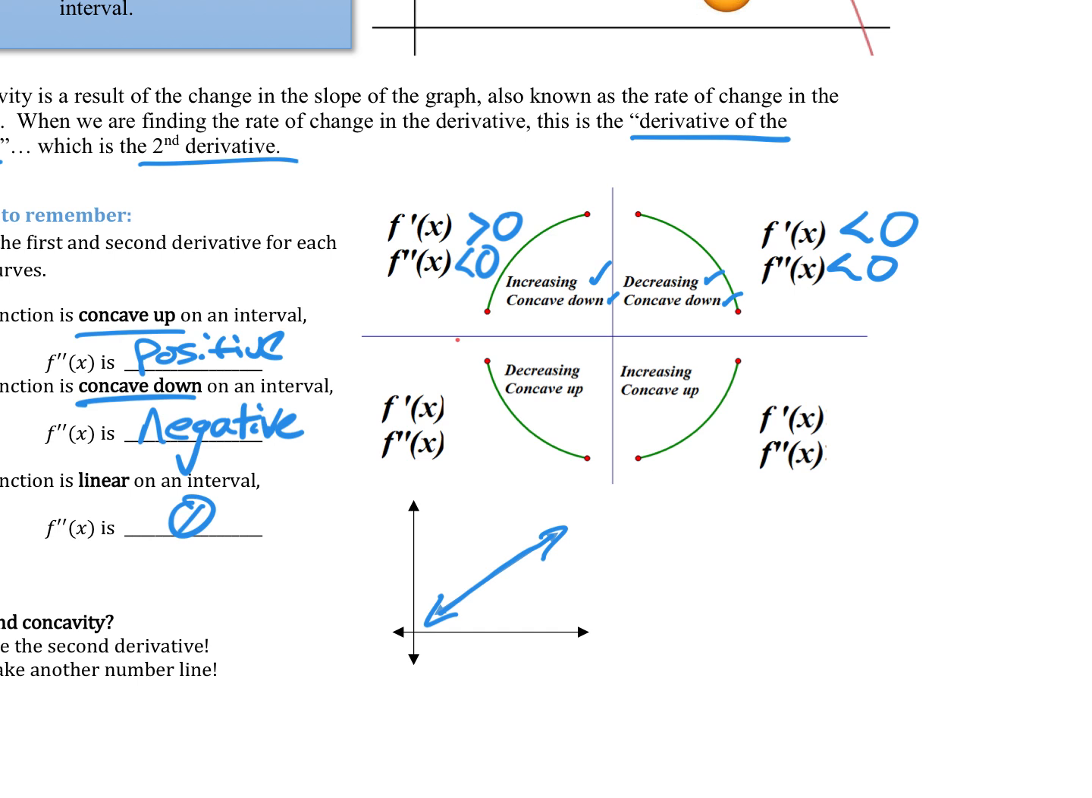We could also be decreasing and concave up. If something's decreasing, that means the first derivative is less than 0. If it's concave up, the second derivative is greater than 0. If we are increasing and concave up, well, increasing means the first derivative is greater than 0. Concave up means the second derivative is greater than 0. So we have these 4 different combinations of increasing, decreasing, and concave up or concave down.